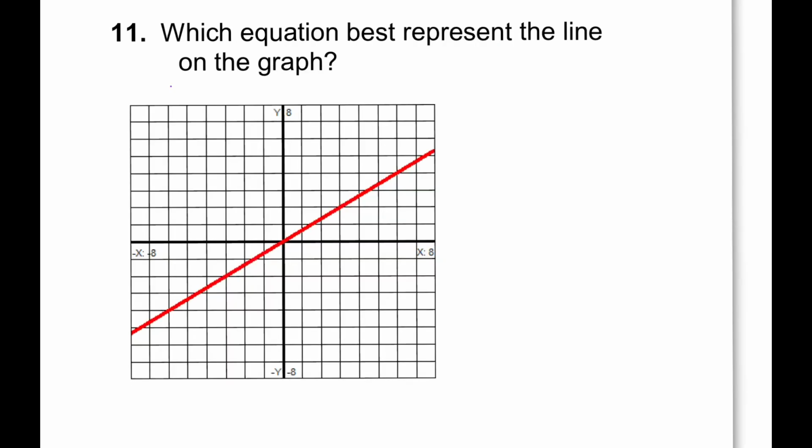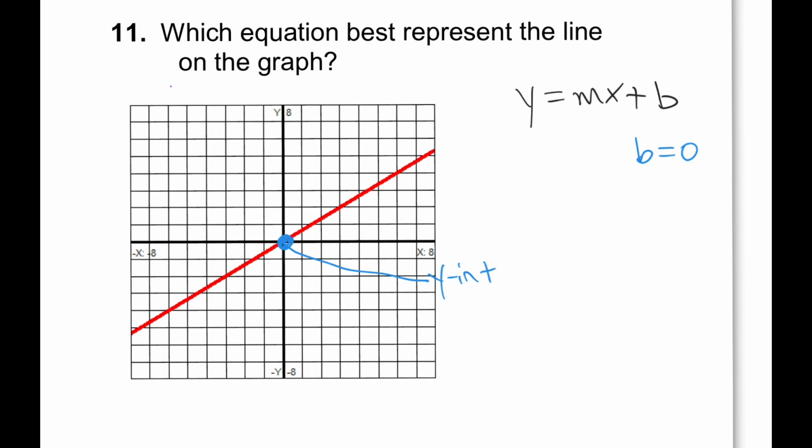Which equation best represents the line on the graph? Okay, so here we want to find the equation. So I have y equals mx plus b, which is the slope-intercept form. It's always easier to find the y-intercept first. So I'm looking at the line, I'm looking at the linear function, and it crosses at the origin. So that means that the y-intercept is going to be 0. So I'm going to put b equal to 0.